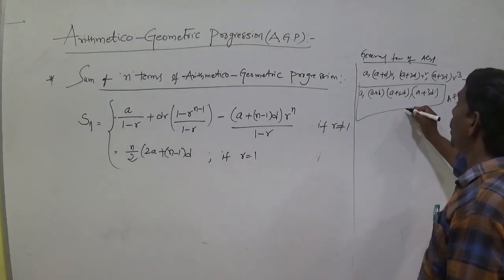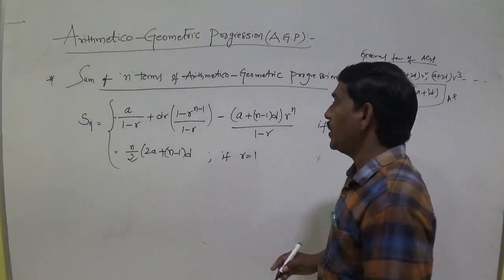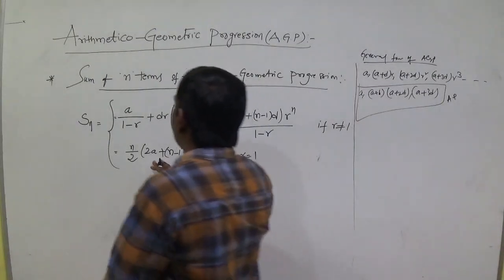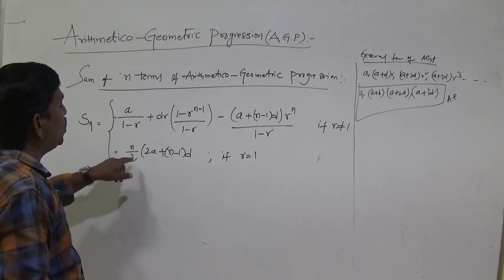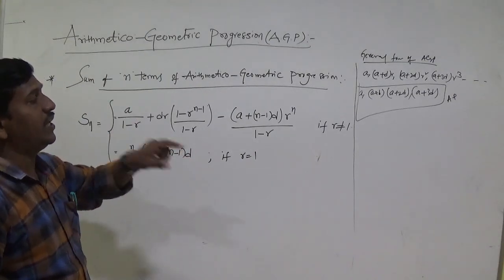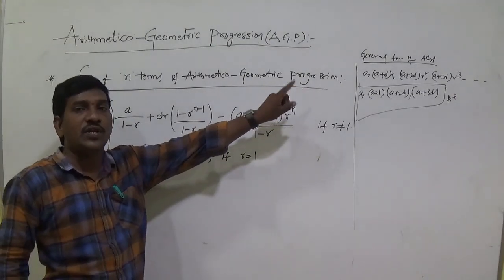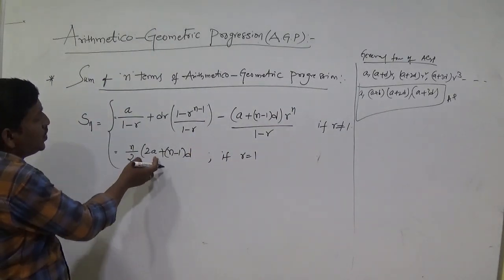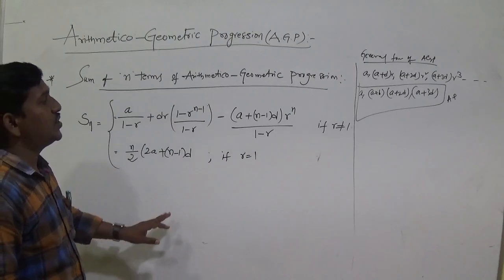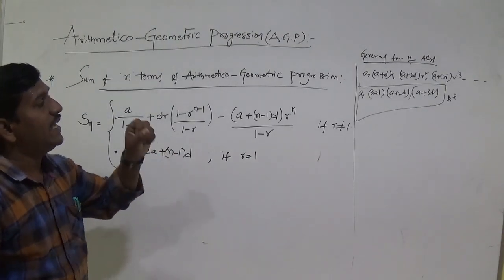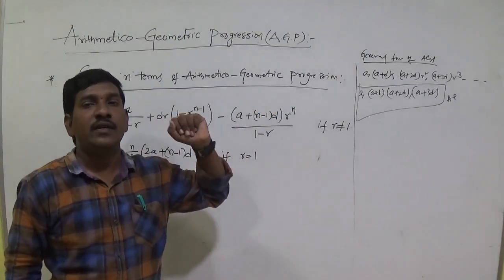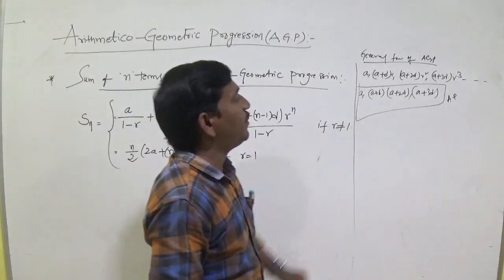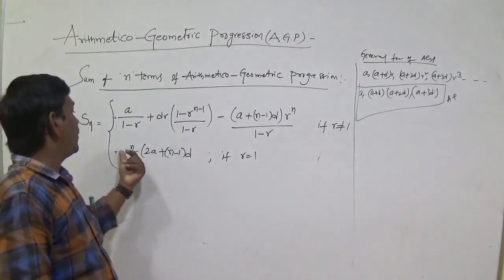So we got the general form of AP. After getting the general form of AP, we can take Sn equal to n by 2 (2a plus (n minus 1) d). So whenever r equal to 1, the formula changes to n by 2 (2a plus (n minus 1) d). After taking r equal to 1, it forms an arithmetic progression: a, a plus d, a plus 2d, a plus 3d. So that's why we got this formula.